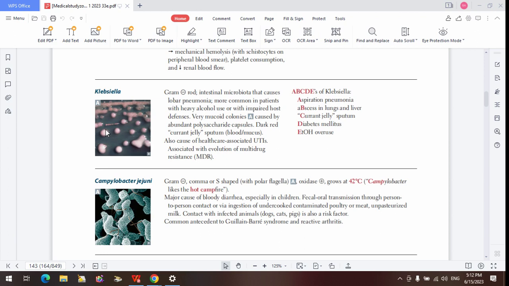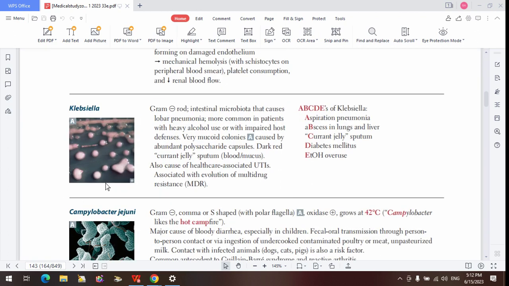Klebsiella has a very thick mucopolysaccharide capsule. That thick capsule is what makes it appear like this. Which other organism contains a very thick capsule? Anybody? Is it Crypto? Yeah, Cryptococcus neoformans contains a very thick capsule. So Klebsiella also contains a very abundant and thick capsule. That's why it looks mucoid like this. The capsule makes the colonies appear mucoid and thick.